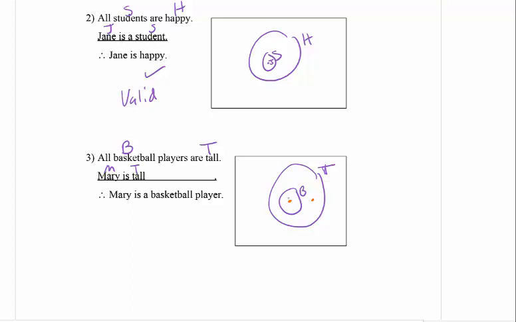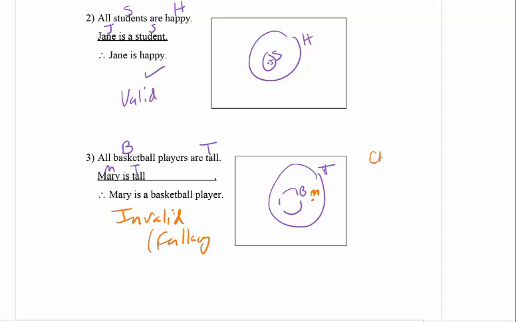And so this would make Mary a basketball player. I don't want her there. I want her here. Double check. All basketball players are tall is correct. Mary is tall is in there. That's correct. This makes this conclusion invalid. It's a fallacy.